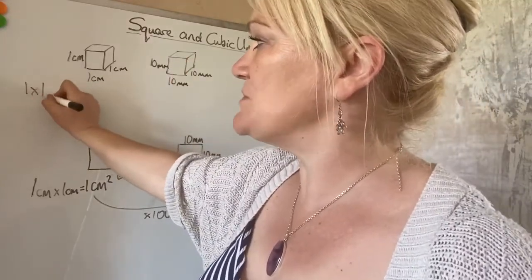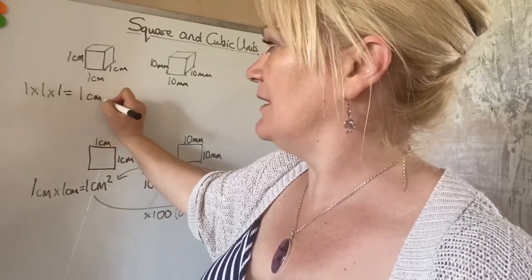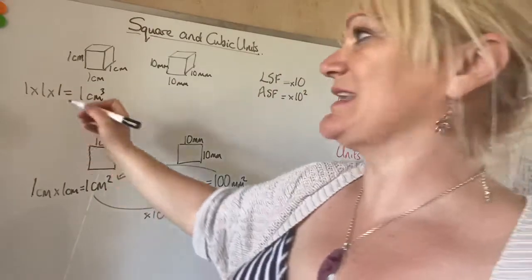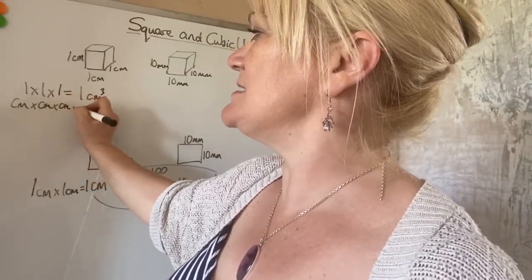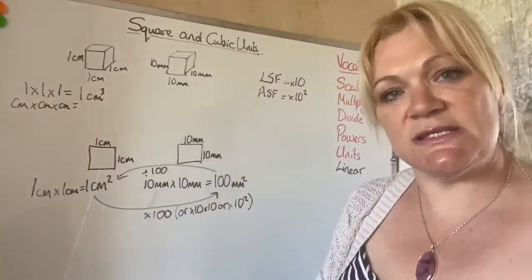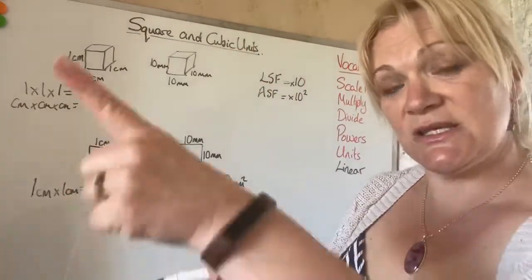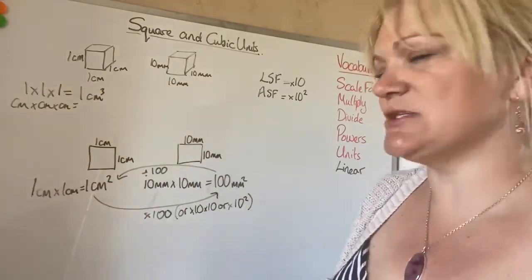My 1 times 1 times 1 stays as 1. And in this case, it's centimetres cubed, because again, I've forgotten to put my units. Centimetres times centimetres times centimetres gives me centimetres cubed. So I've got 1 centimetre times 1 centimetre times 1 centimetre. 1 times 1 times 1 is 1. Centimetre times centimetre times centimetre, centimetres cubed.